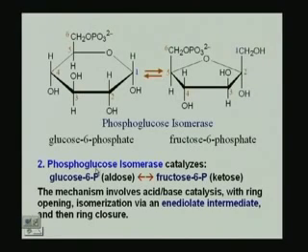The enzyme involved is phosphoglucose isomerase, and the mechanism actually involves acid base catalysis with ring opening via an enediolate intermediate, and finally we have ring closure. So, we have an isomerase. So, what was the first step? First step was glucose to glucose 6 phosphate. The next step is glucose 6 phosphate to fructose 6 phosphate. What are the enzymes required? In the first step we need a kinase, in the second step we need an isomerase. Okay.